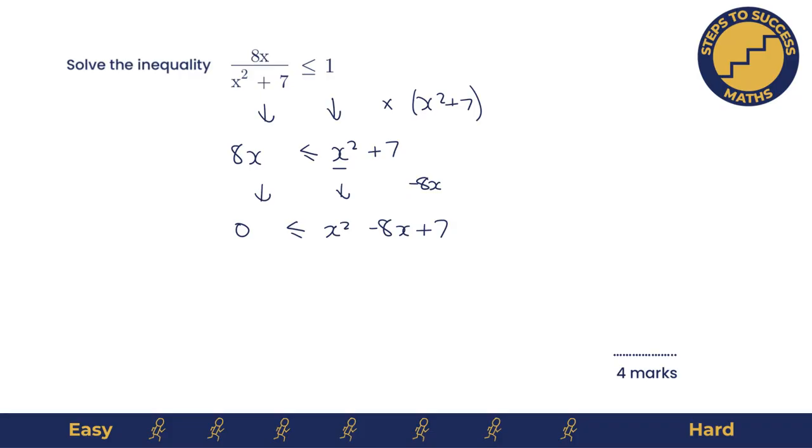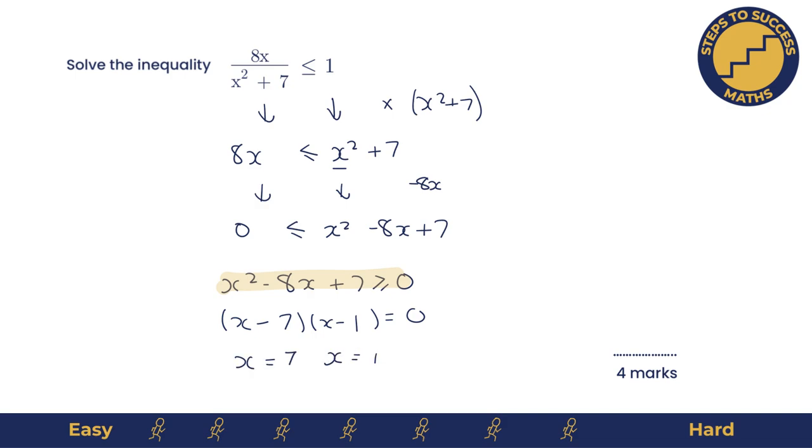If you want, you can now rewrite this so that the inequality is on the right-hand side like we've had before. We've got x squared minus 8x plus 7 is greater than or equal to 0. And now we're going to solve it using our 2 sets of brackets but equal to 0. So x and x, we want a positive at the end and a negative in the middle, so both are negative. So we've got negative 7 and negative 1. So our 2 answers are x is 7 and x is 1.